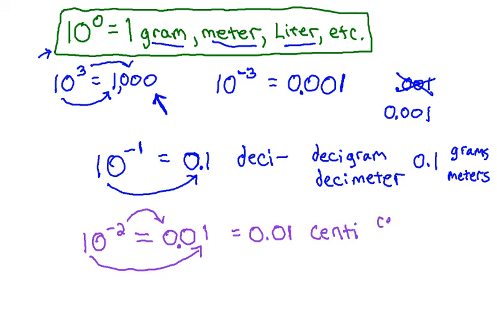So if you have a centimeter or a centigram, that is 0.01 of a meter or 0.01 of a gram.